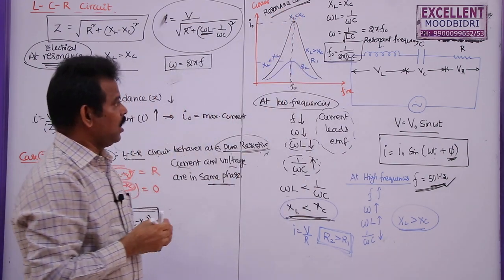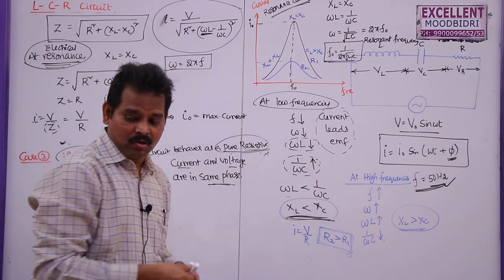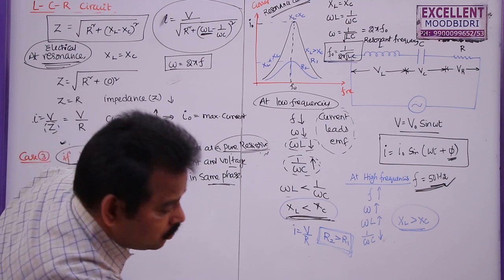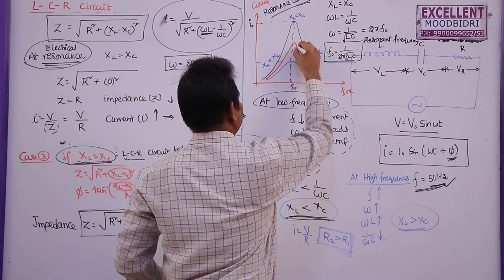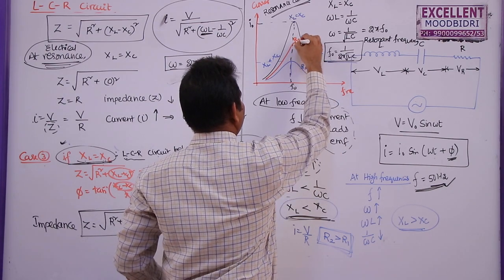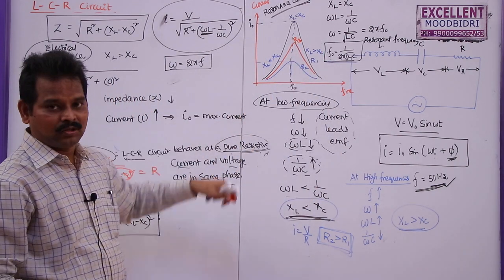Find the relation between R1 and R2. Instead of this, they may give one more value here, R3 also, in between. Let us say they have given it like this. This is R3 here. So what is the relation between R1, R2, R3?